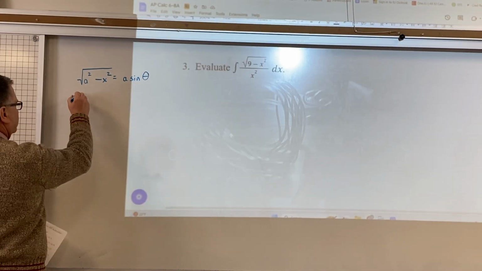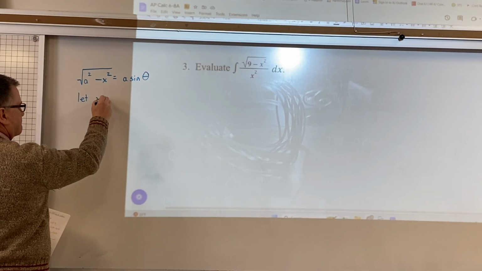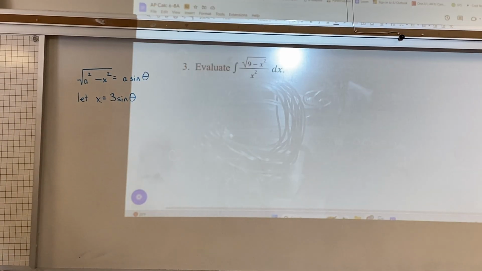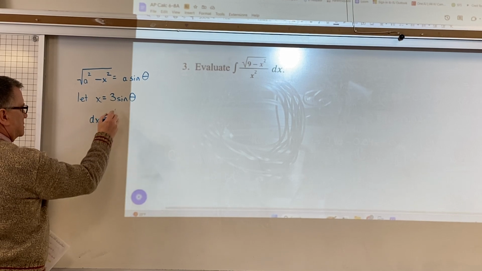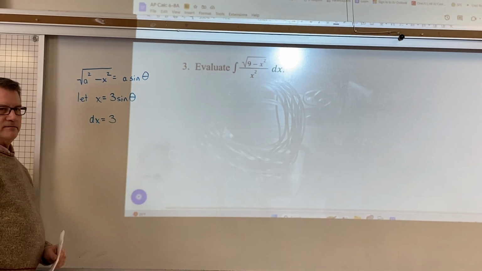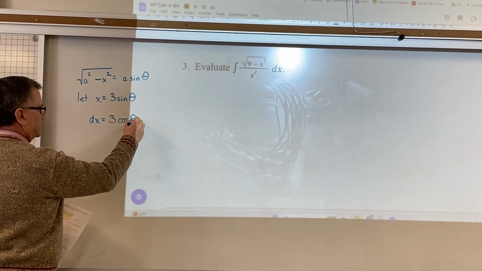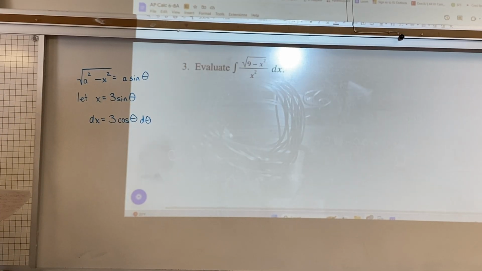So here's what I'm gonna do. I'm gonna let x be 3 sine theta. This is gonna look weird, but this is the first time we've seen it. And then I'm gonna get the derivative of x, bring the 3 out. What's the derivative of sine? Cosine theta. Our variable here is theta, not u, not x, not t. You can make it something else.